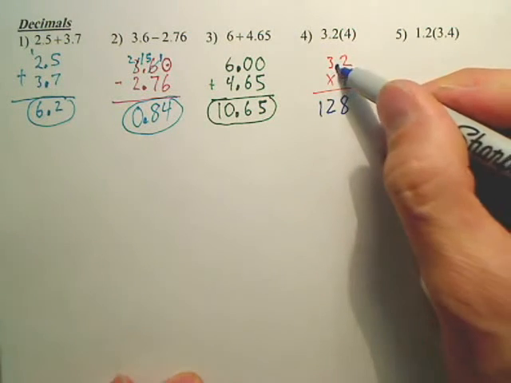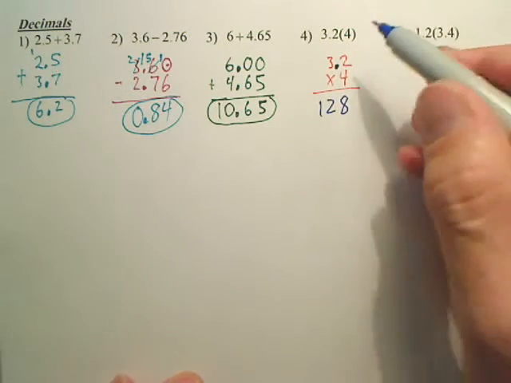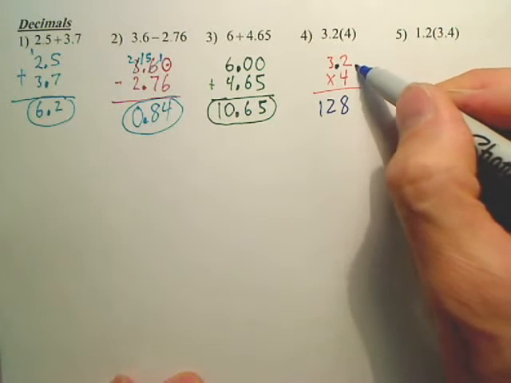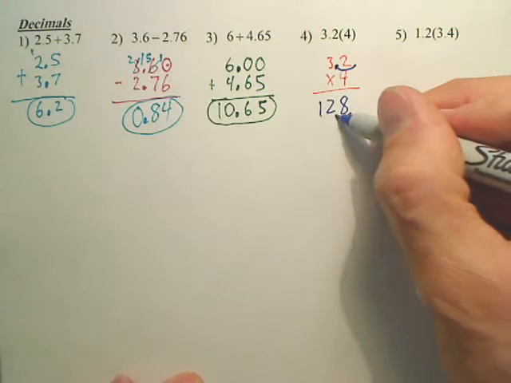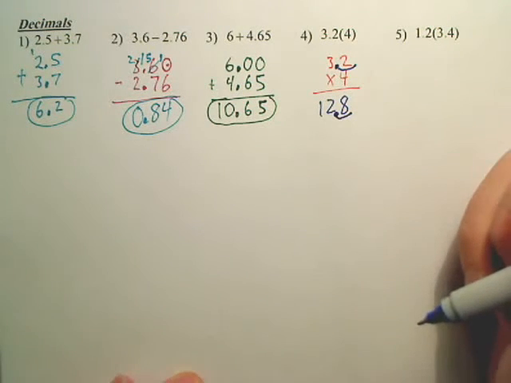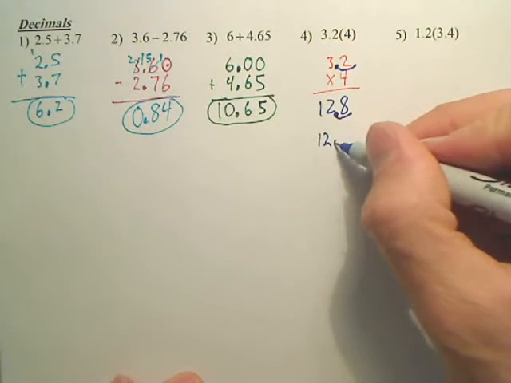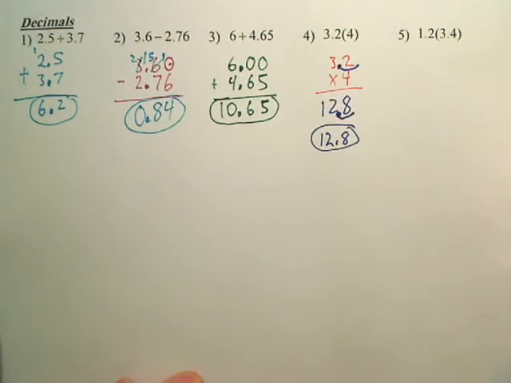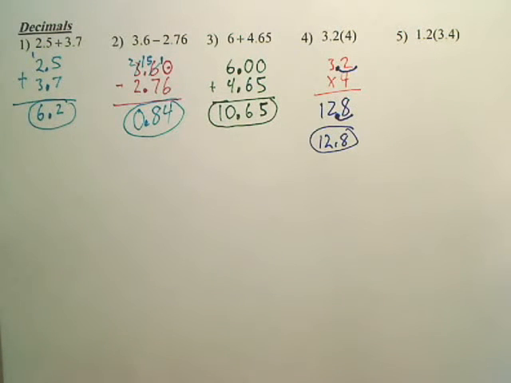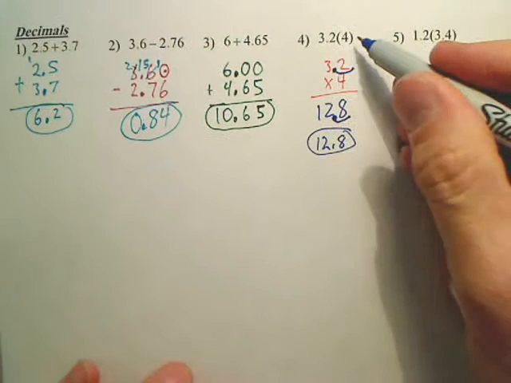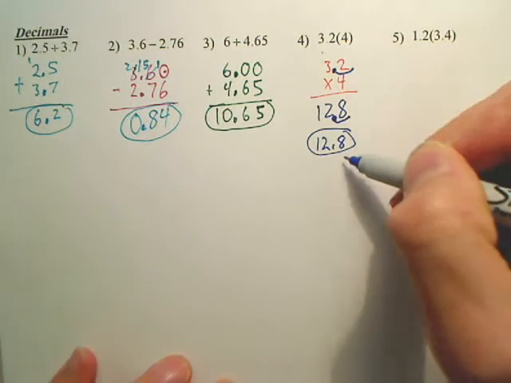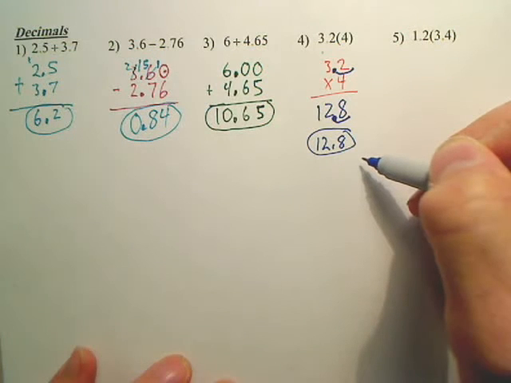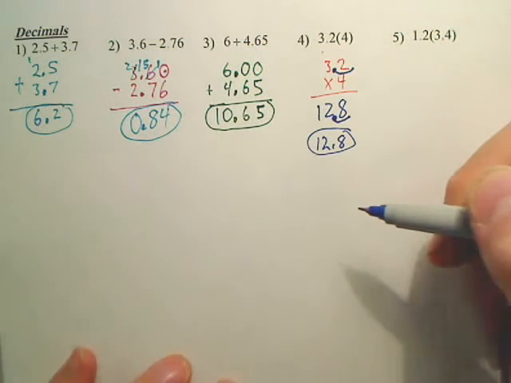Now, what do you do with this decimal? Well, basically, you look at it and you count, okay? I go, okay, I brought it 1 over, right? So what I do is I come here and I put my decimal right there, 1 over. So it's 12.8. Basically, if I bought 4 items at $3.20 each, it would end up being $12.80. That's what that's saying.